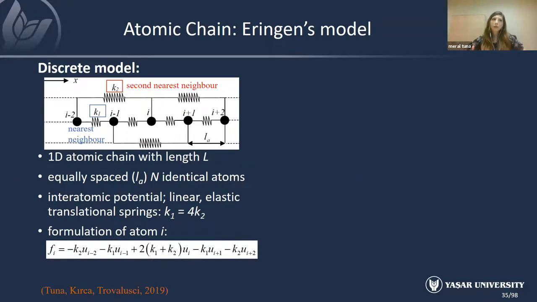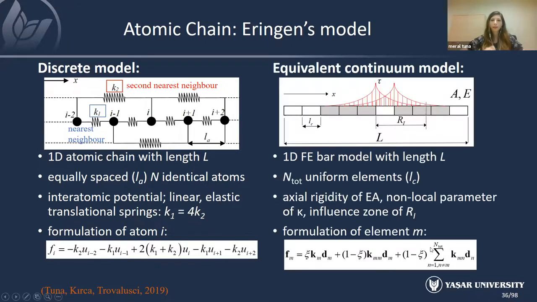So now I want to talk about some applications of these theories. First, I want to start with the atomic chain problem. We consider a one-dimensional atomic chain that consists of identical, equally spaced atoms. And to represent interatomic relations, we use linear elastic translational springs, considering both nearest and second nearest neighbor relations. So for this case, the formulation of an atom takes the following form. And as the equivalent continuum model, we consider a bar discretized with equi-sized bar elements. And the formulation for any element takes the following form.